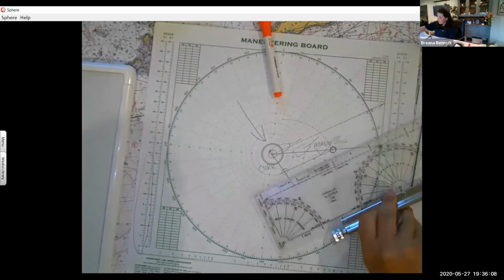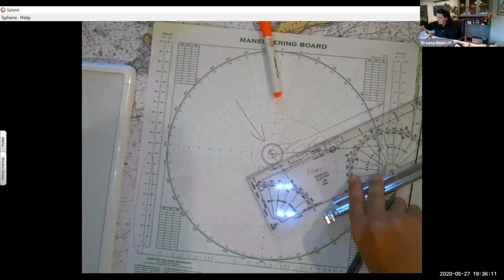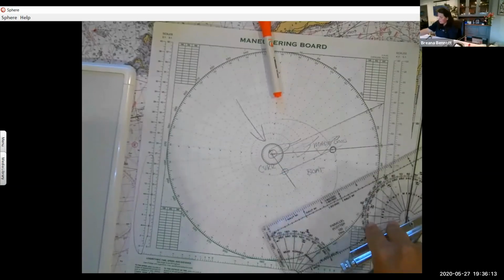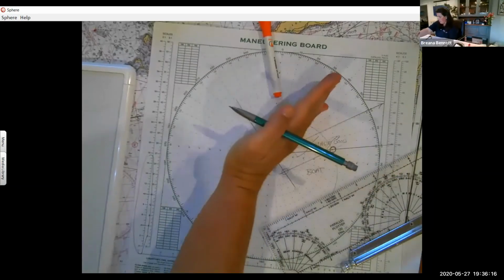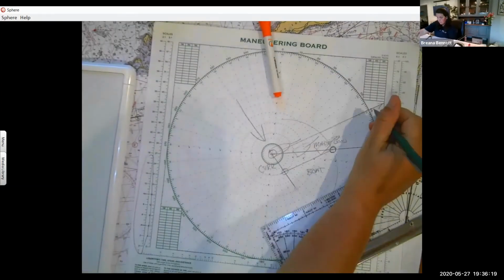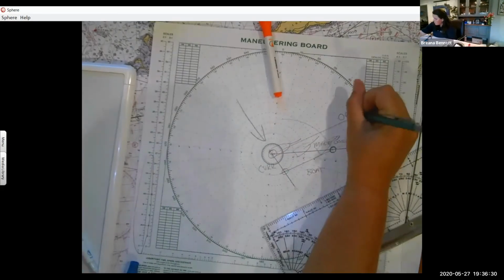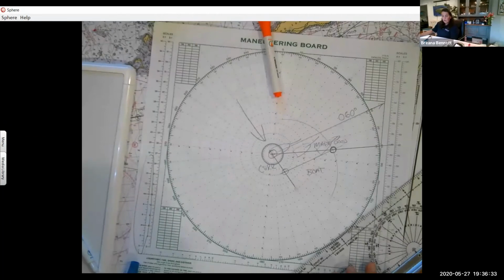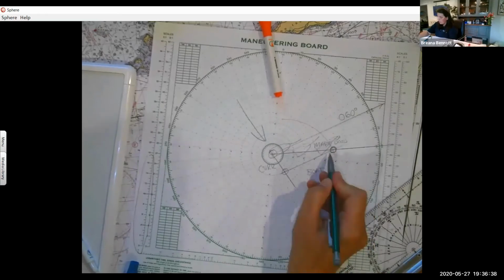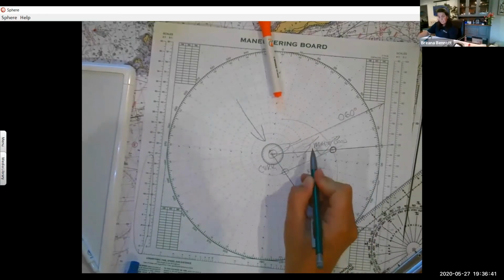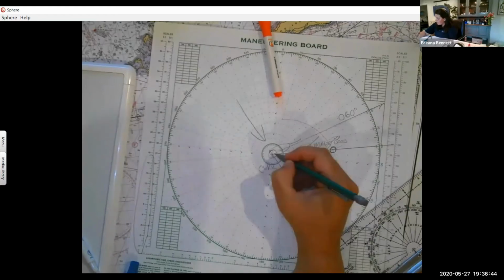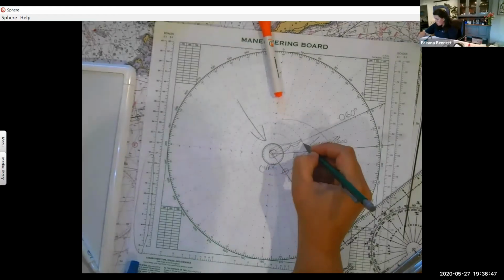So I measure this line, and then I brought it to the center. So my course to steer, it makes sense that I need to bring it up to the left, is about 060. I'll just write it on here. And then I need to figure out what my speed made good was. So speed made good is going to be on the made good line, and the speed made good is going to be the length of that line. So we're going to measure the length.